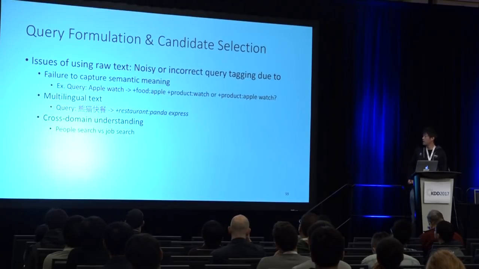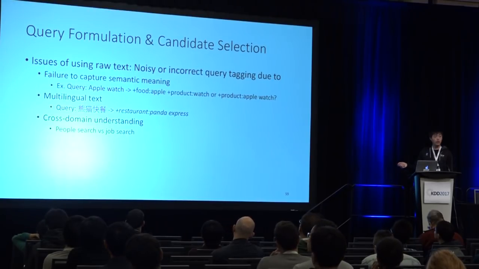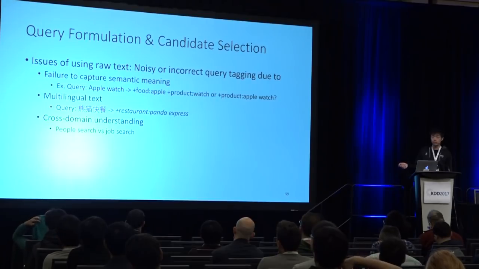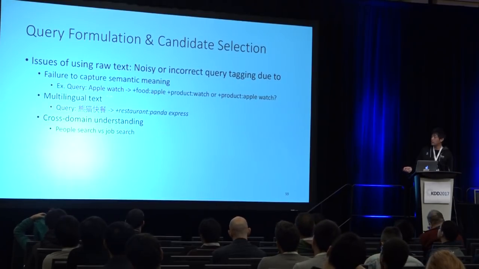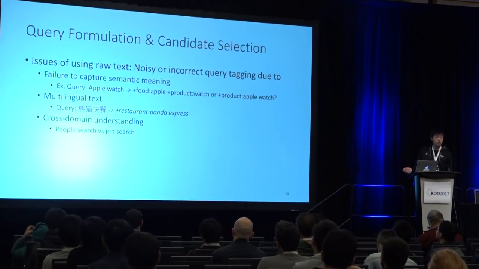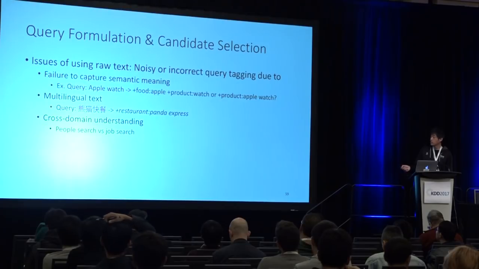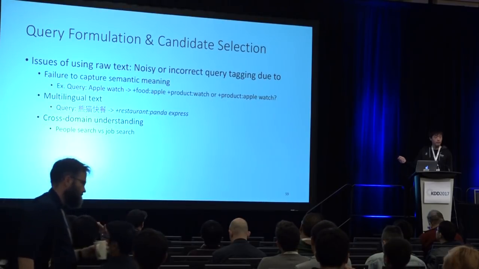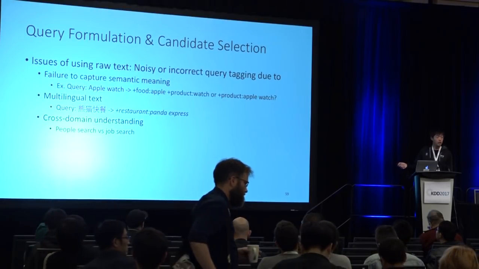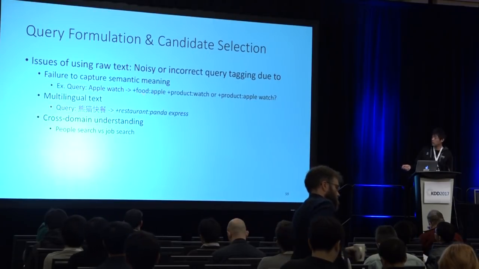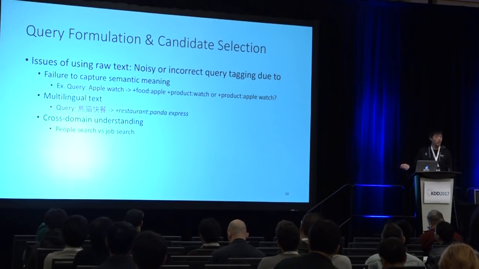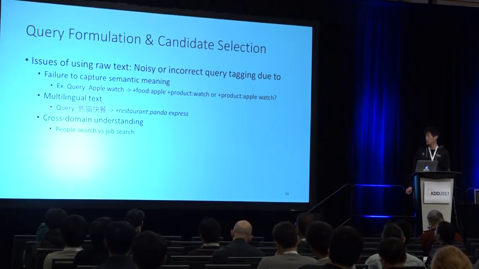Another part where deep learning can help is the query: annotating the query and query formulation. Let me give you an example. Suppose someone types Apple Watch. You have two options: you can say that Apple is a food and watch is a product, or you can say Apple Watch is a product. In this context, clearly Apple Watch is a product. But you need certain knowledge of semantics to know that, so that is where deep learning can help in understanding semantically what a word actually means.